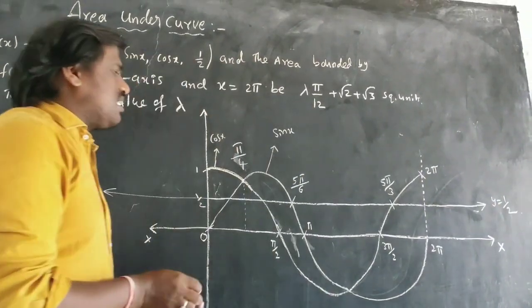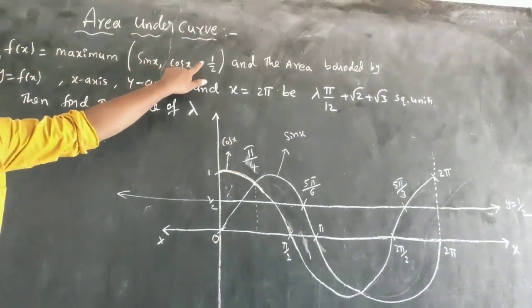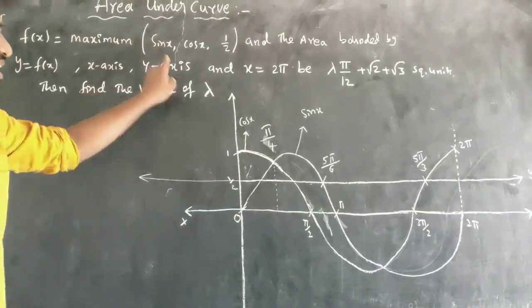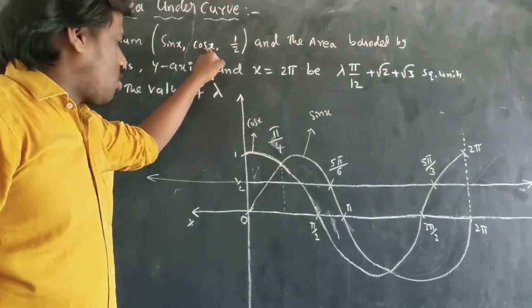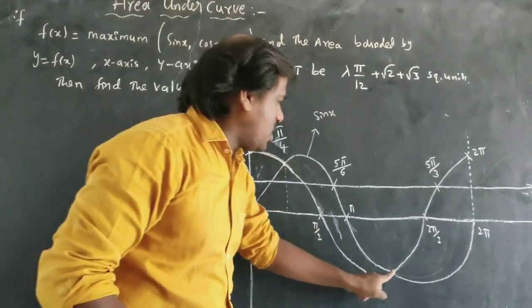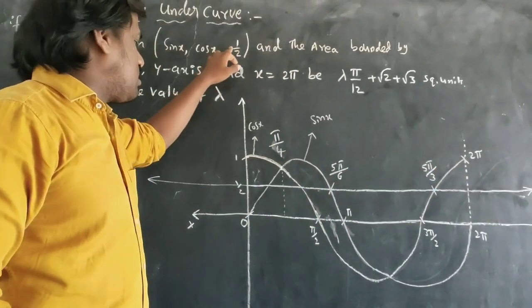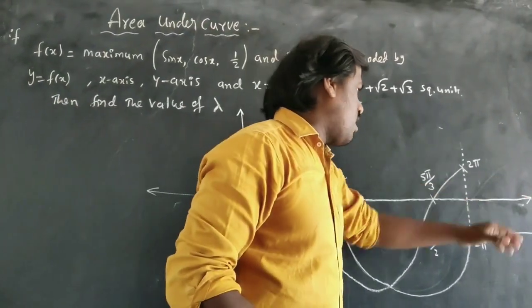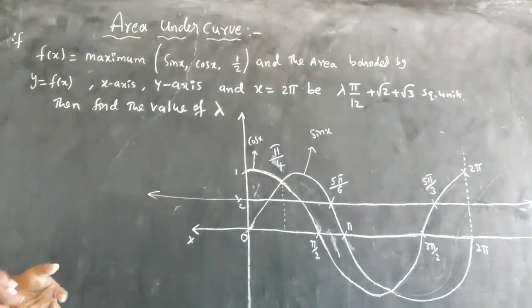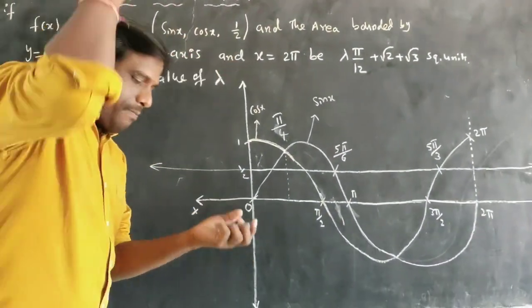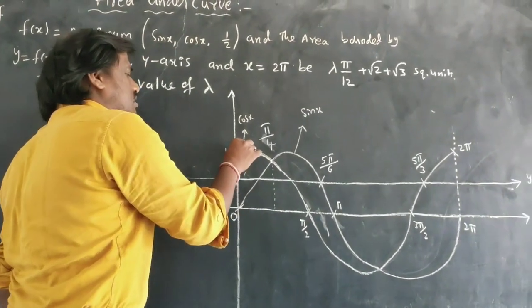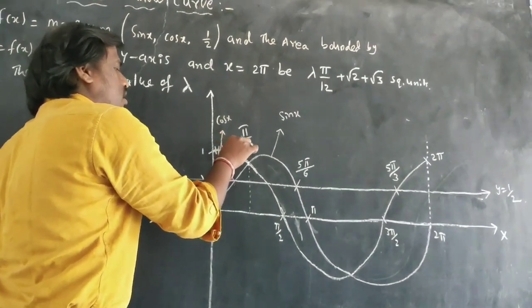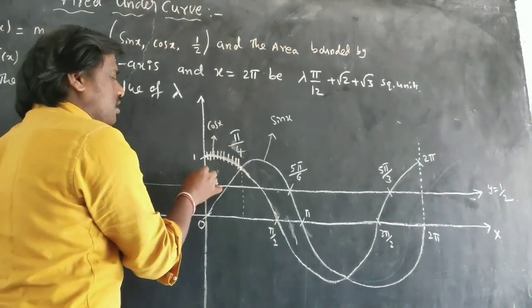And these are the three graphs. We have to draw the graphs of these three functions. One is sin x, this is the graph of sin x. One is cos x, this is the graph of cos x. And y is equal to half, this is the graph. Now, maximum means what? Top of the top. Who is the top here? This is the top.